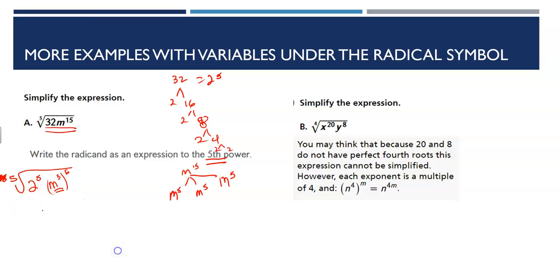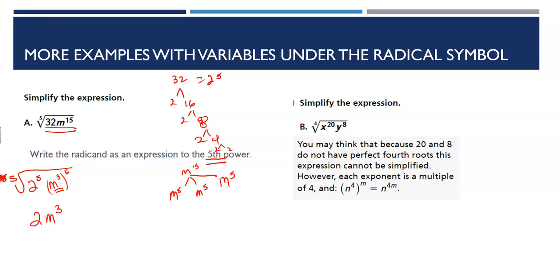So I'll show you that way first. If I'm taking the 5th root of all these things that are raised to the 5th, the 5th root of 2 to the 5th is itself, 2, and the 5th root of m to the 3rd to the 5th is m to the 3rd. I could do it that way.